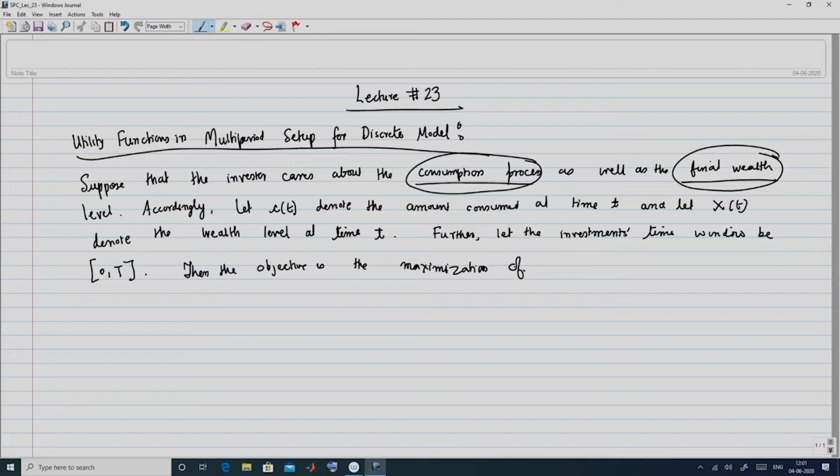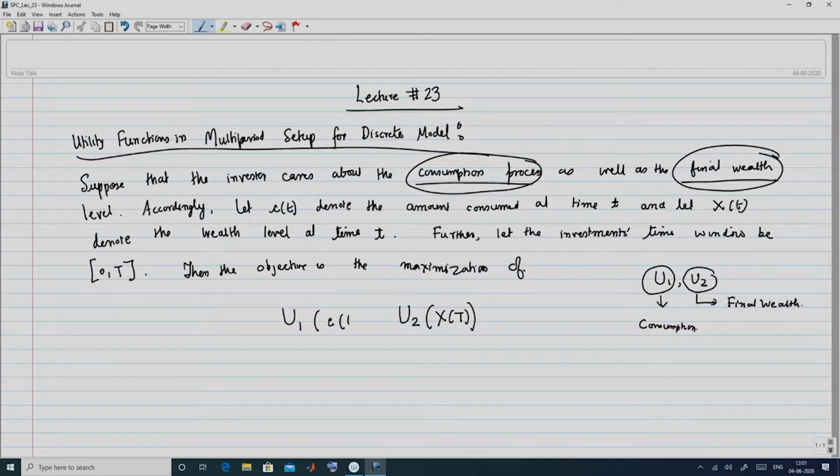of the following. So, earlier what we had, suppose that we take two utility functions u1 and u2, u1 for consumption and u2 for final wealth. So, an investor can have different utilities, one for final wealth and one for consumption. Of course, they can be identical also, but we are just looking at the generalized setup. So, then in the original framework what did we have? The utility of the final wealth will be given by u2 of x T, and the utility of the consumption is going to be given by u1 of c t.